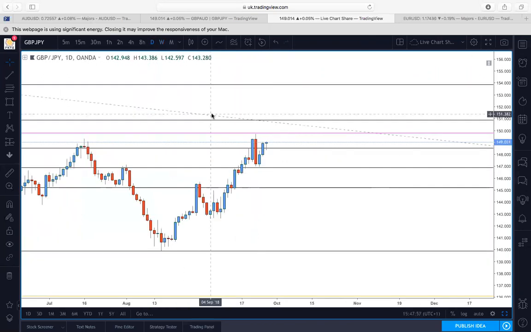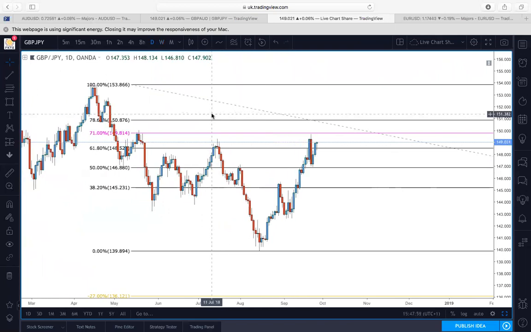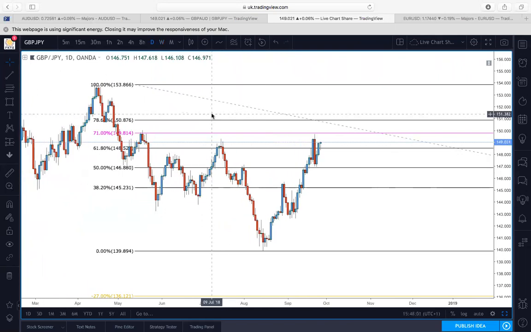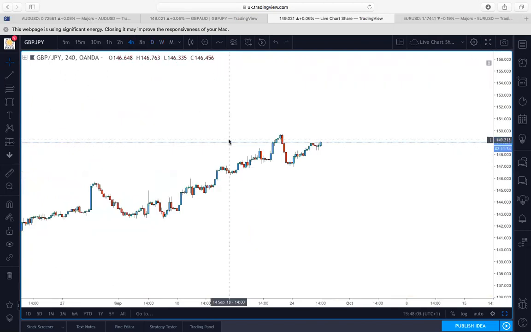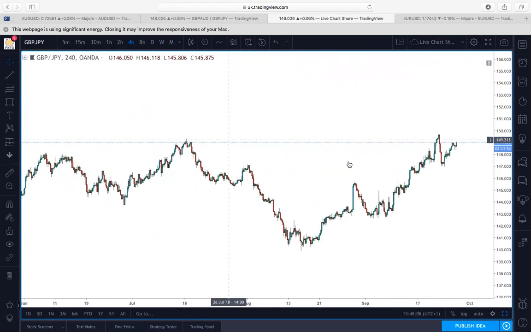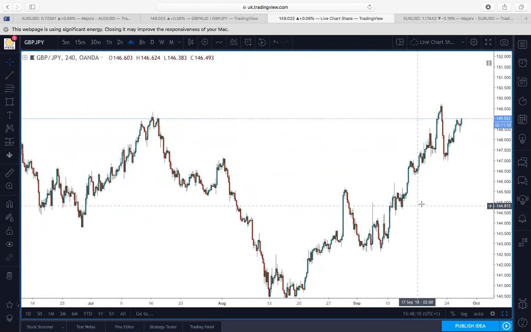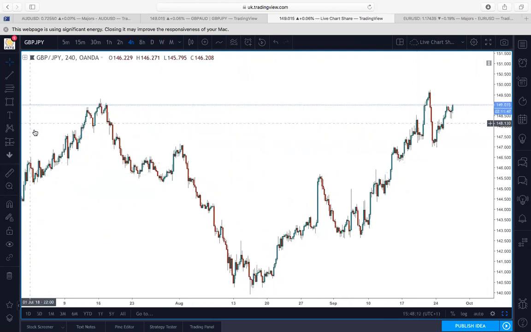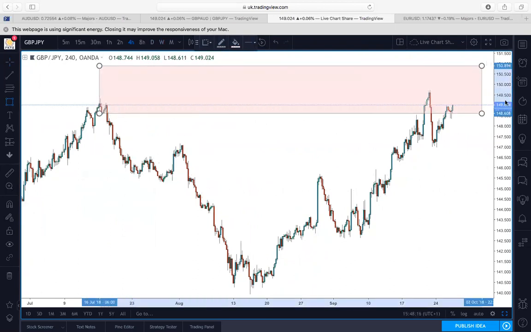Now, if I drop down to the daily time frame, I can show you which previous resistance area that was. It was this area here. Excuse me. If I drop down to the 4-hour time frame now, which is my favorite time frame to trade, I'll simply draw in the resistance area.